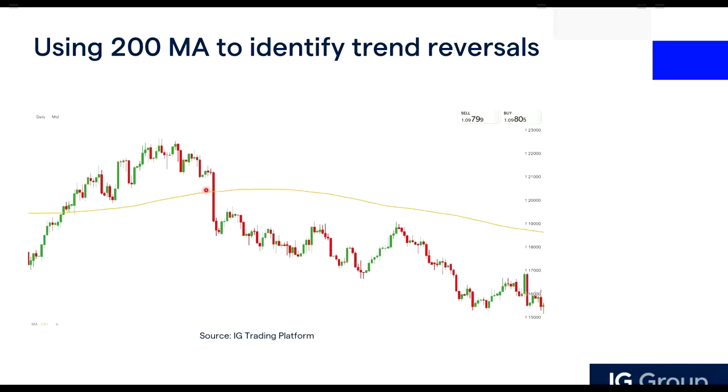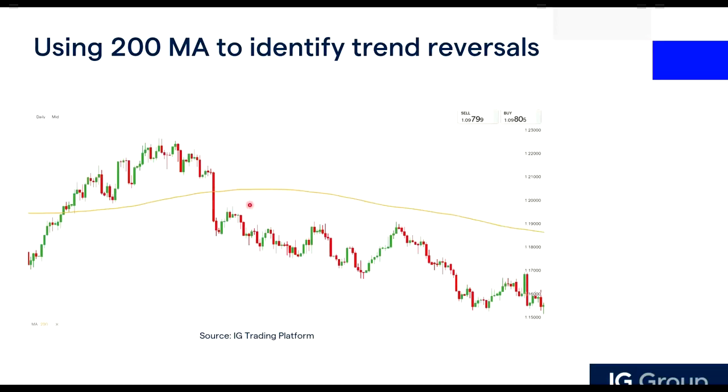So if prices are above this line, then we will say that the bias will be towards the long side. We are looking for buy opportunities because it is in an uptrend. So I repeat again, if price is above the 200 moving average, we will try to have a bias to look for buying opportunities, because we don't want to swim against the current. We want to be with the current.